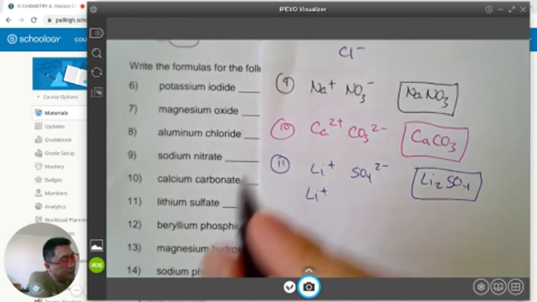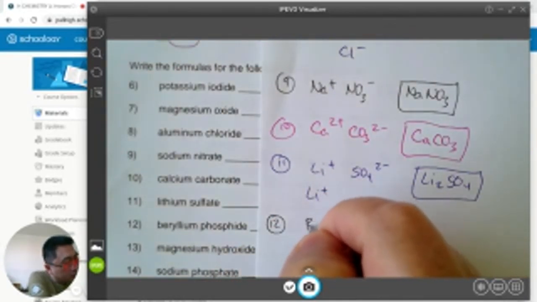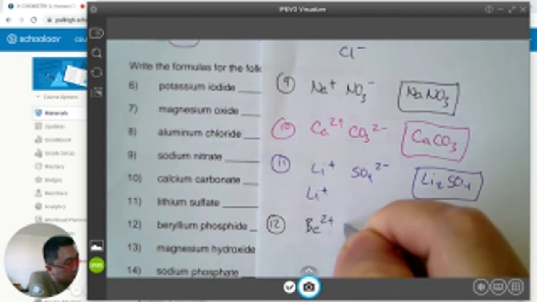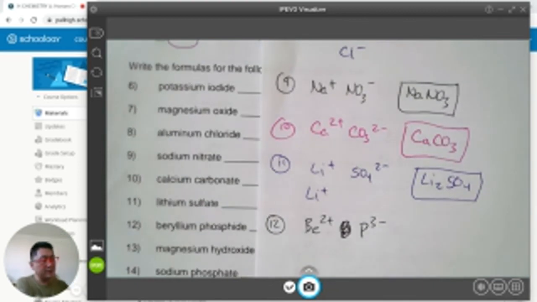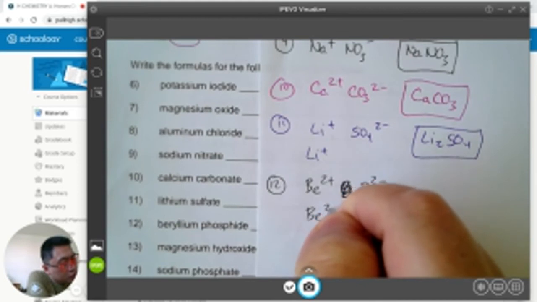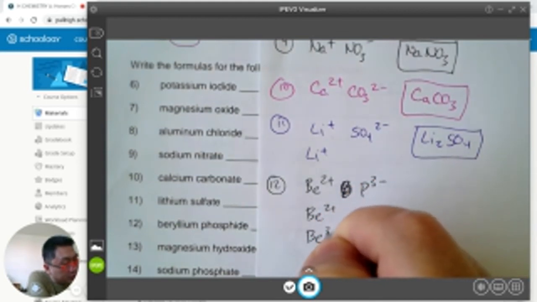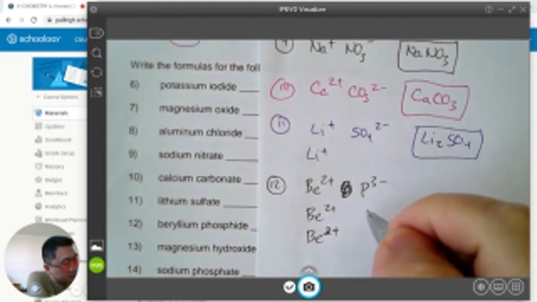Question number 12 is beryllium phosphide. Beryllium is Be, its charge is +2. Phosphide is P, its charge is -3. And of course, +2, -3 do not add up to 0. But what is the least common multiple between 2 and 3? The least common multiple between 2 and 3 is 6. So if I have 3 berylliums, each one being positive 2, that'll be positive 6.